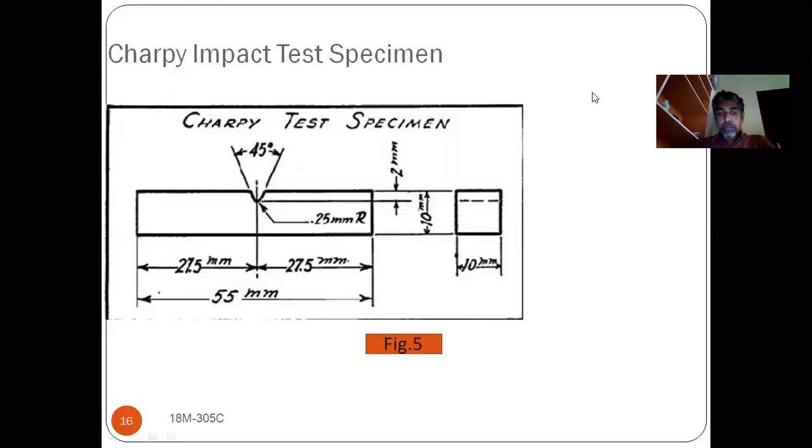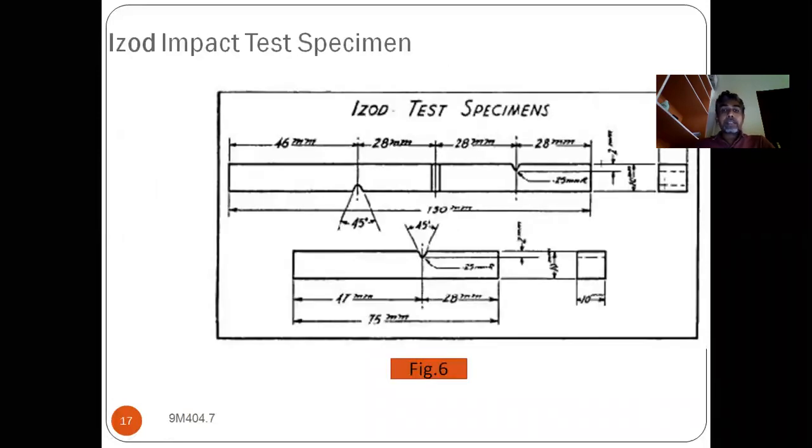And next comes the Izod impact test. So here in the Izod impact test, you will place the specimen as a cantilever and the load is applied on the same side of the notch. That is the difference between Charpy impact testing and Izod impact testing.